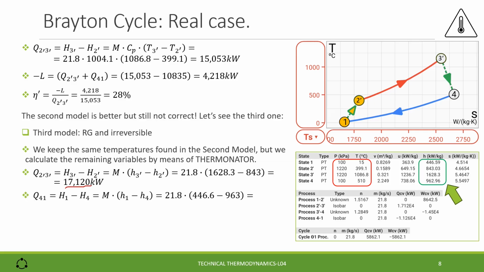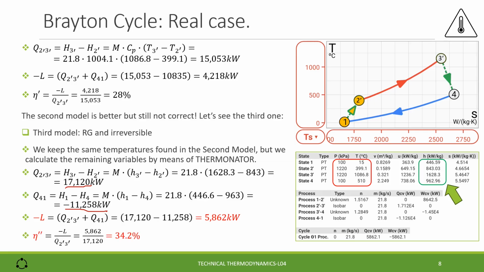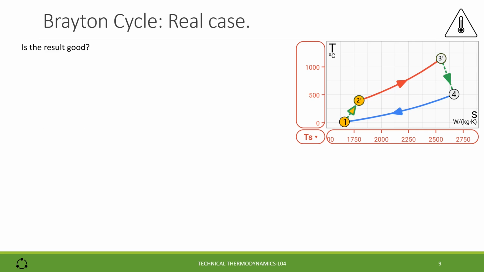And Q41 turns into negative 11,258, also slightly different from the value found above. Negative technical work is 5,862 kilowatt, and the new efficiency eta second is 34.2%. Is this result good?